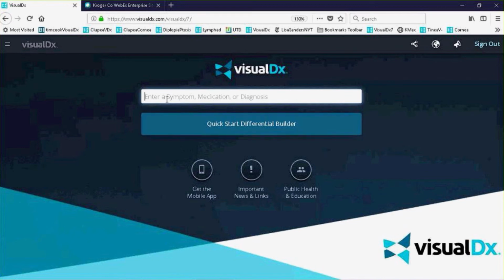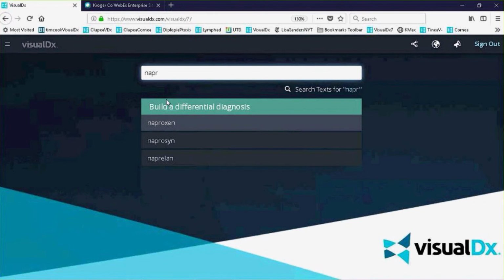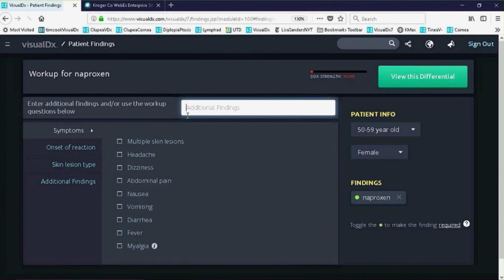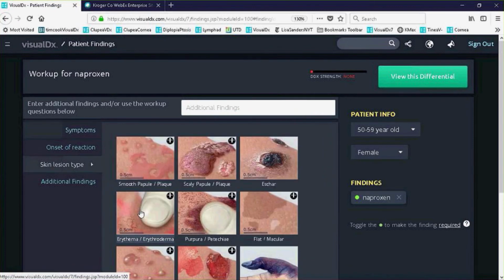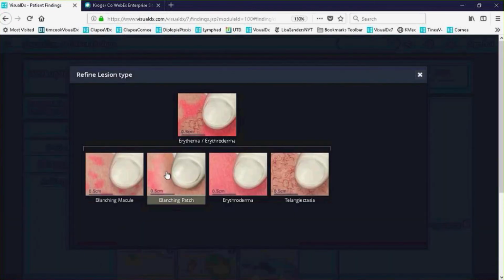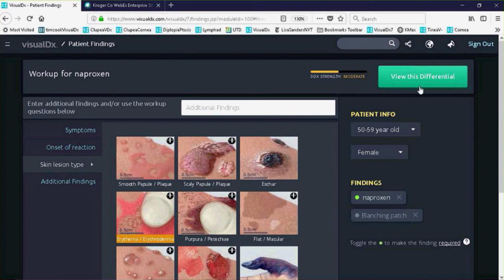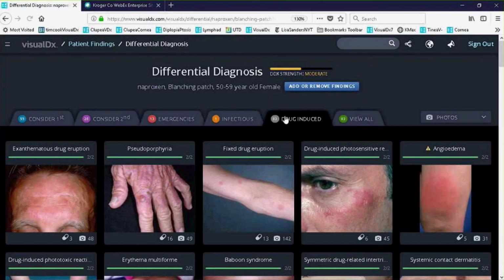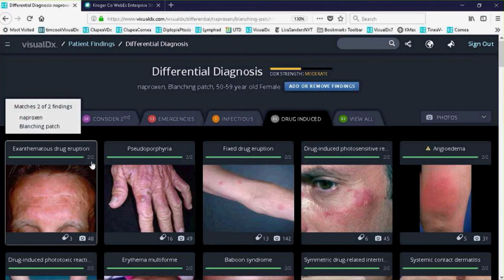The clinician entered that the patient was on naproxen, because at the last minute the patient had said, oh, by the way, I take naproxen once in a while. Do you think this causes the problem? So she enters naproxen, then goes to skin lesion type, enters a blanching patch, and hits the green view this differential, and it jumps you into the drug-induced tab.